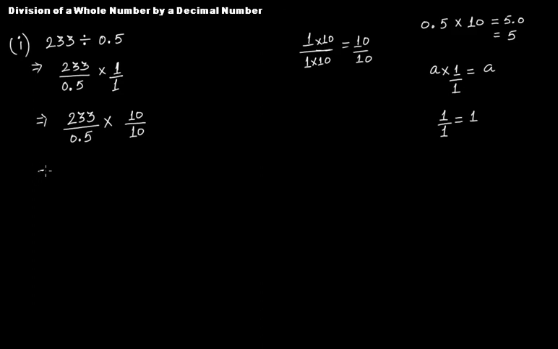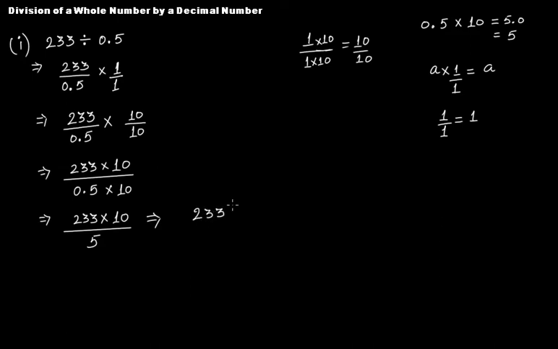Okay. Now if I multiply the numerators together, this is 233 times 10, and 0.5 multiplied with 10 will become 5. So this will become 233 multiplied with 10 and divided by 5, right? Now if I write it like this, this is 233 divided by 5 and multiplied with 10, right? A fraction being multiplied to a whole number. We have done all these things.